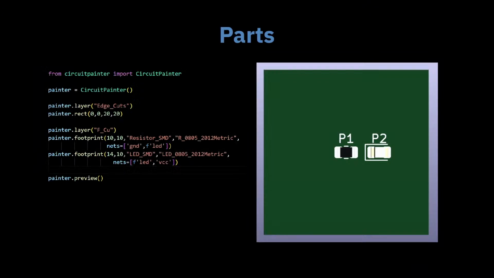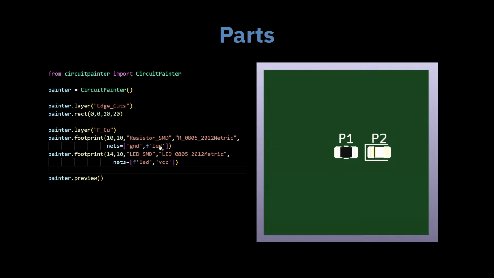And then for parts, you can do footprints. And by default, it's using the KiCad library. So you can use any part that's in KiCad. If you want to find out what the names for them are, you just open the footprint editor in KiCad, and it gives you a list of all the different parts. And so you choose which, I think, family, and then which part you want to use. And you can put them down.